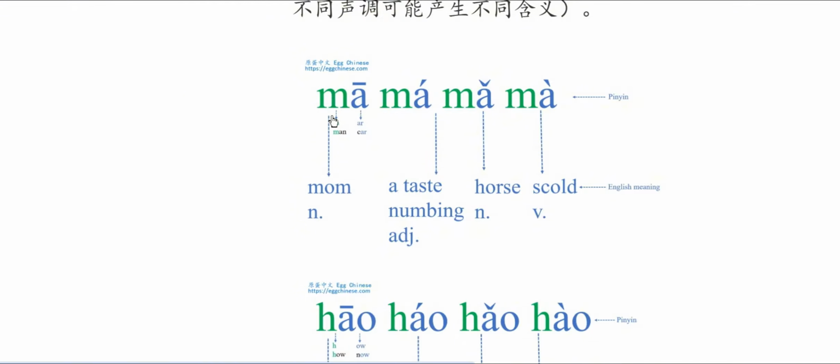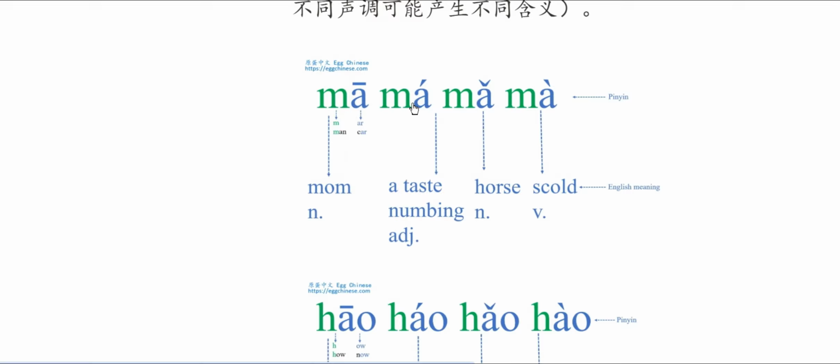let's spell or combine to generate the pronunciation of it. So M and A, put them together, ma. If without tone, it will be ma. And with the first tone, ma, the meaning is mom.